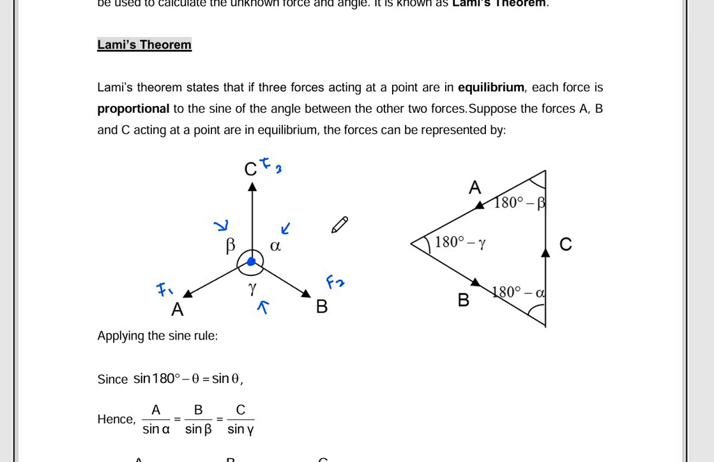So these three forces can be constructed into a triangle. Okay, how do we construct this triangle? We have to follow the directions of these forces. So let's say C is vertical. So C is upright, vertical. It will not change its direction.